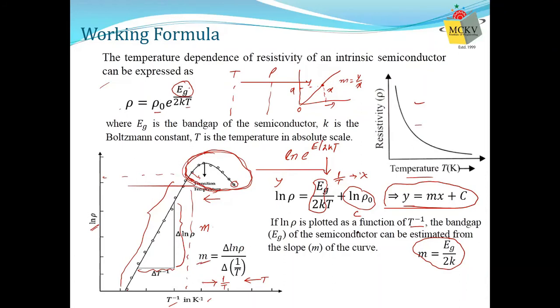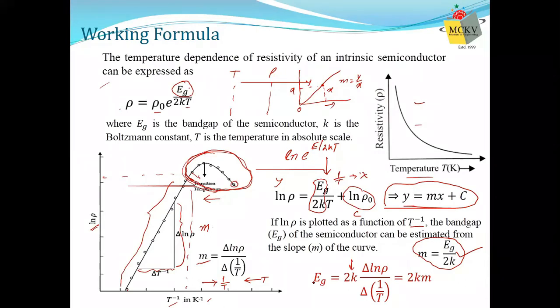Once we know the slope, then from this formula Eg equal to 2k into slope, we can estimate the band gap of the semiconductor, because k, the Boltzmann constant, is known. Only you need to find out the slope. If we know the slope, we can multiply with 2k and find out the band gap. If you use regression line and regression analysis, then you can directly estimate the slope from the regression line. You can use that value of slope to calculate the band gap of a semiconductor.